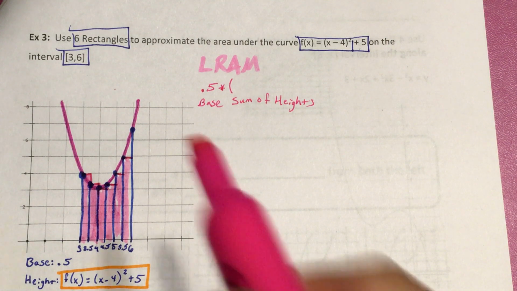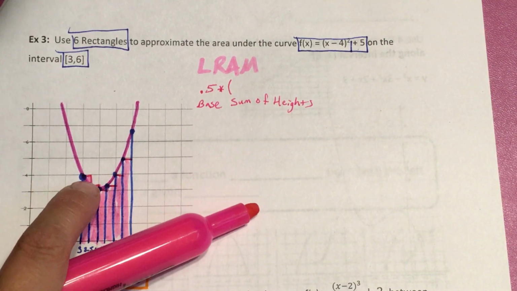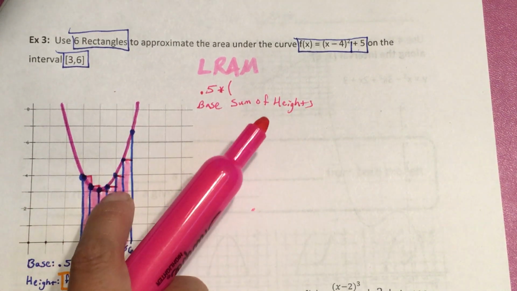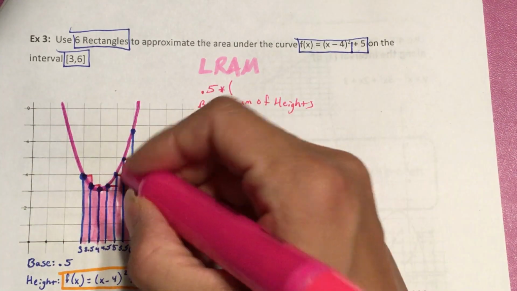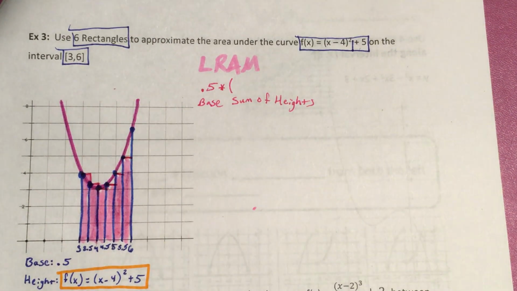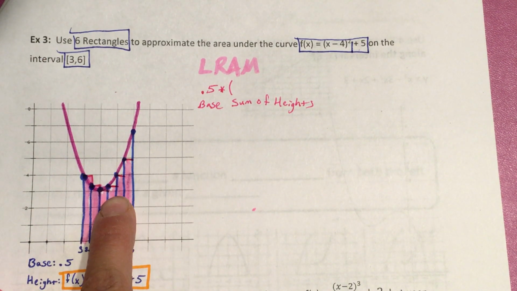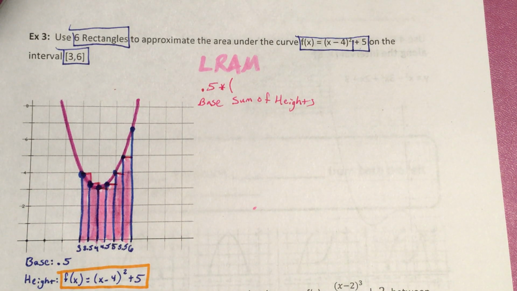Notice on the left part of the quadratic, our rectangles are above it, and on the right part, our rectangles are below it. So folks, when you're checking your homework over this, make sure you're checking how you draw the image very, very carefully. Make sure your rectangles are hanging over in the right spots and hanging under in the right spots. Now that we have drawn our LRAM, we are ready to calculate LRAM.